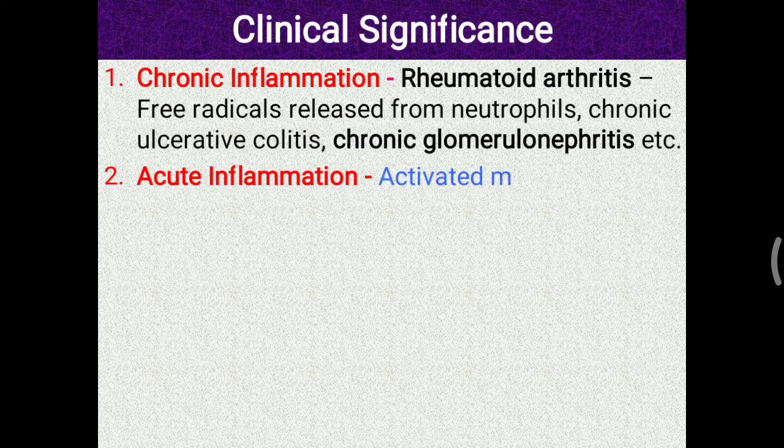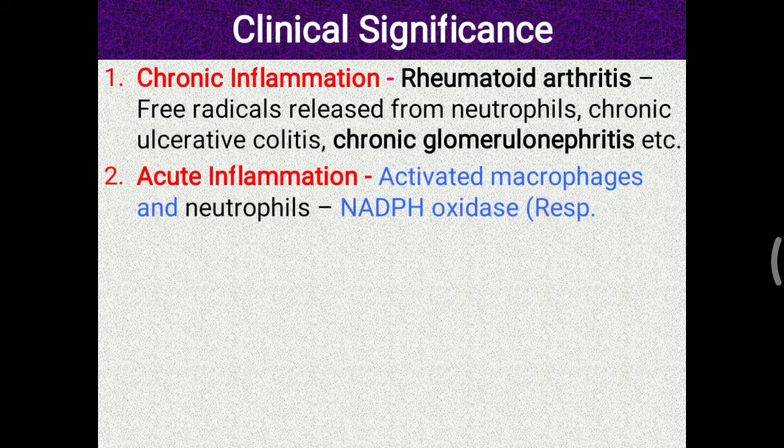In the same way, acute inflammation is mostly seen when there is any bacterial infection. When there is a bacterial infection, to kill the bacteria, activated macrophages and neutrophils will release free radicals with the help of NADPH oxidase. So a respiratory burst will occur and free radicals are generated, and that can lead to inflammation development at the site of infection. So acute and chronic inflammation are mostly correlated with free radical generation by our own body system.